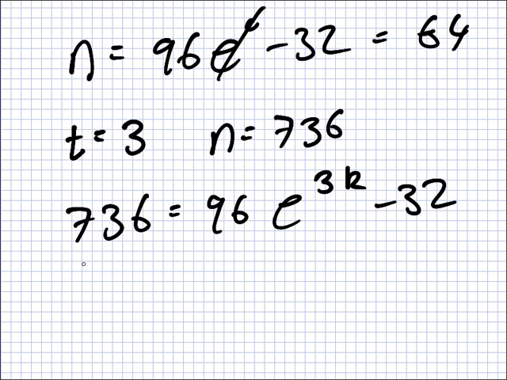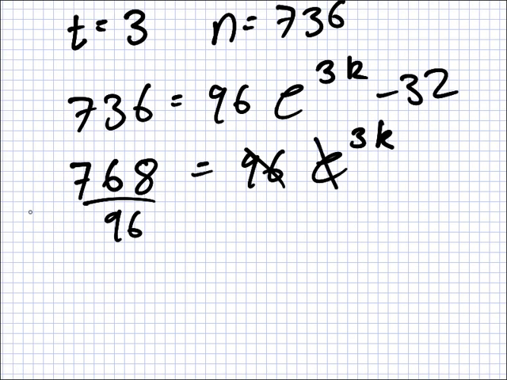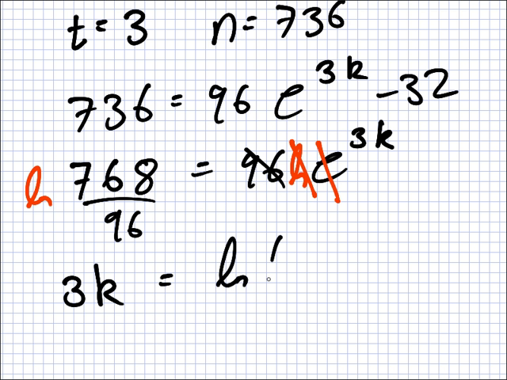Did you do that? So that's 768 equals 96e 3k. Good. And you divide it by 96? Yeah, 768 over 96. And then you took the log? No, I don't know that part. So we divide by the 96, and then you put a log on the left and on the right, and log cancels e. So now you get 3k equals log 768 over 96. Once you get that answer on your calculator, you divide it by 3.